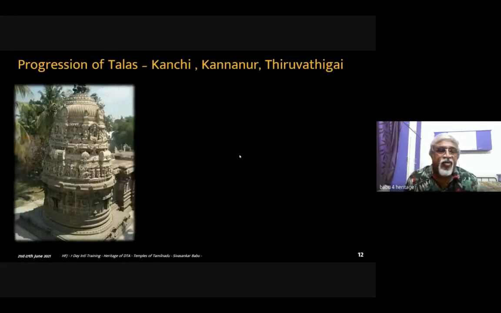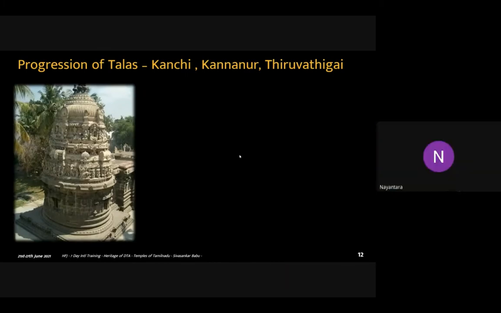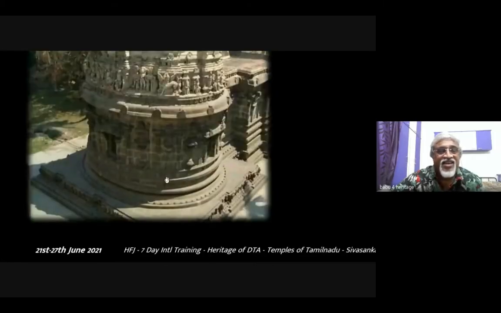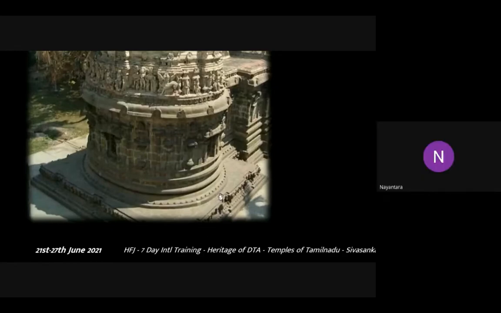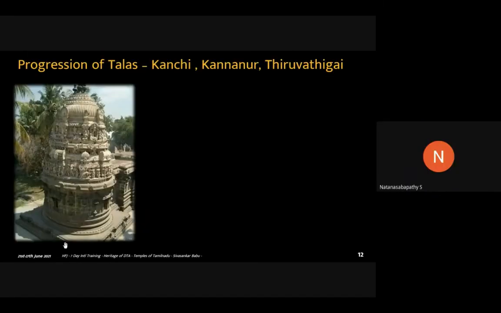Again, we are seeing three more temples. This one is from Kanchi. Can you guess the shape? Circle? It is not a circle. It is an elongated circle. Can you identify this? If it were a circle, it would have gone like this. It is an elongated circle. Are you able to see this? So it's an ellipse. Elliptical.